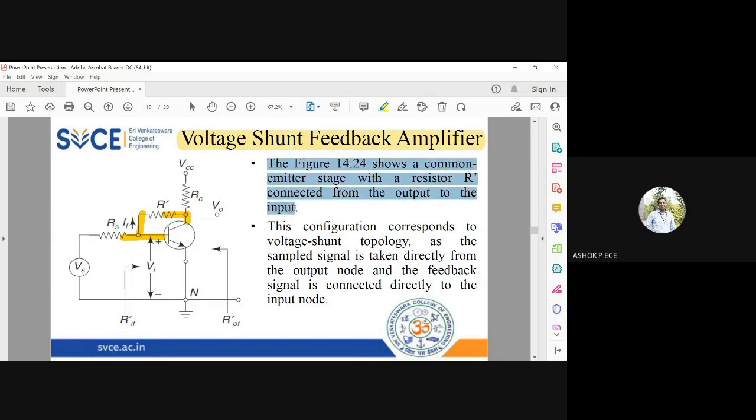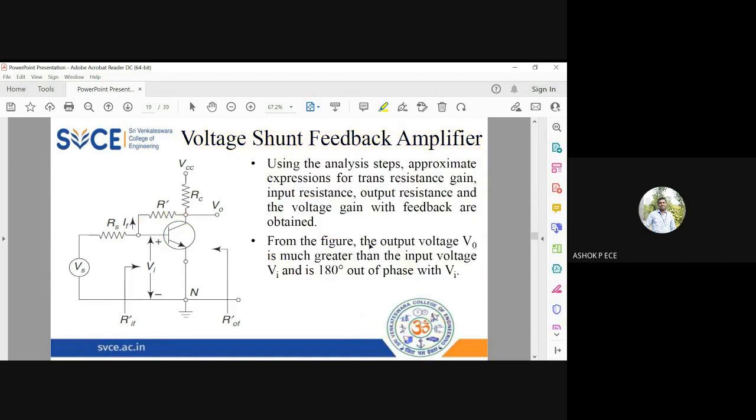So this is going to be a transresistance amplifier. So you have to find Rm and Rmf for this amplifier.